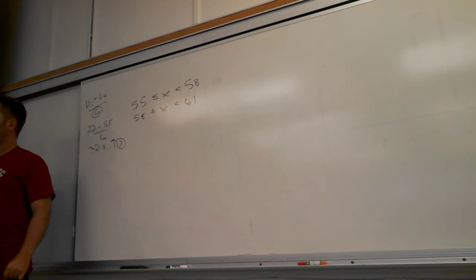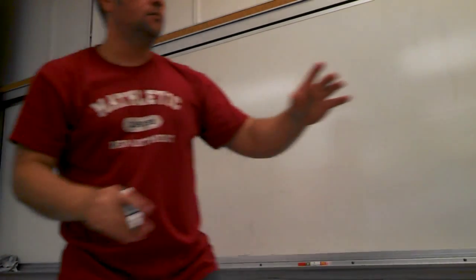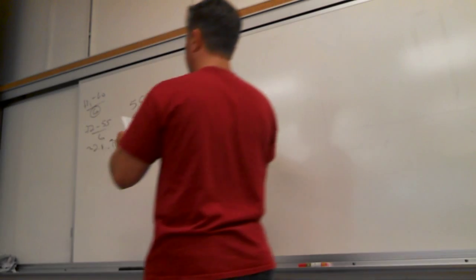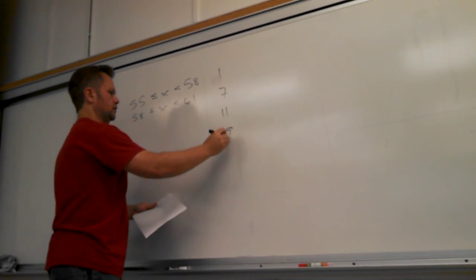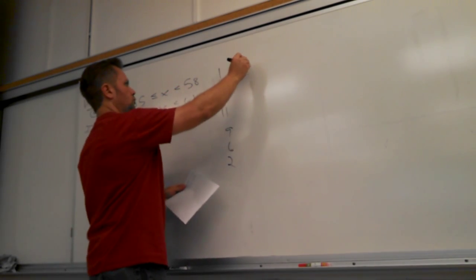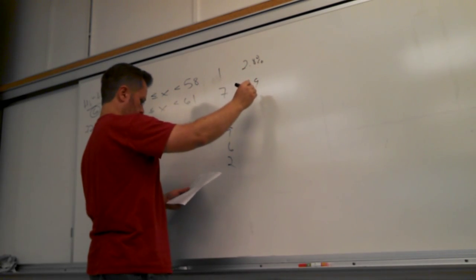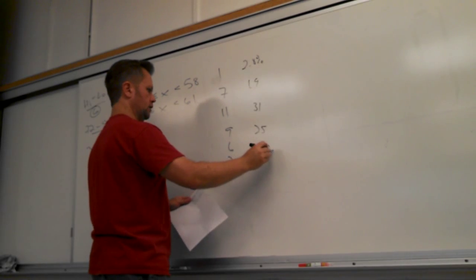Are you guys with me? So you should end up with 6 classes. And everybody that did the mom's data should have ended up with frequencies of 1, 7, 11, 9, 6, 2. Beautiful. And then the relative frequencies, 2.8%, 19, 31, 25, 17, 5.6.